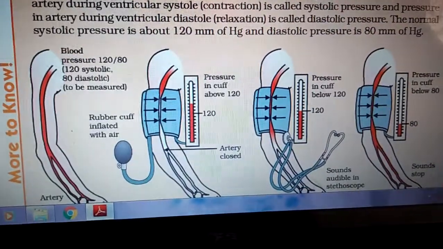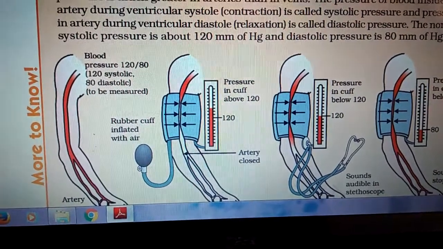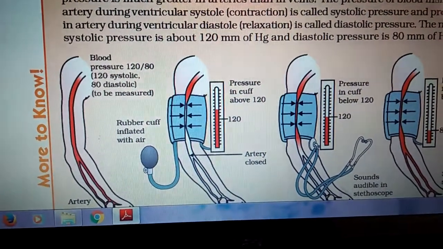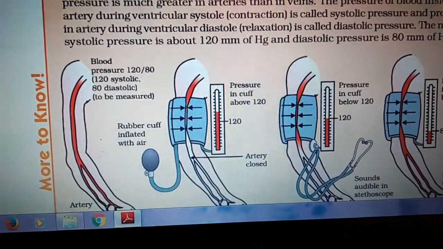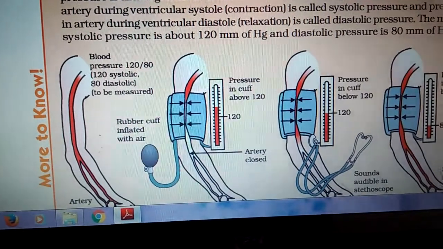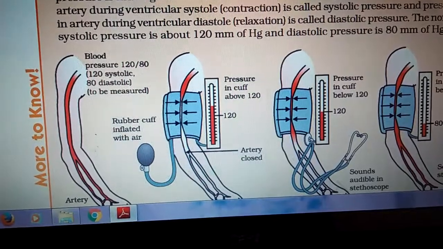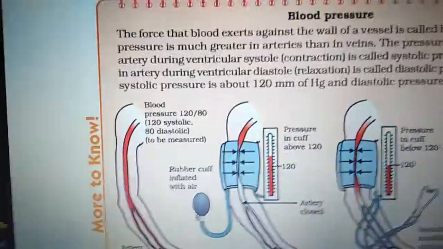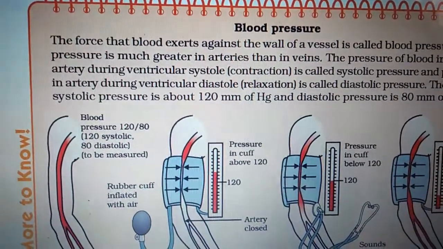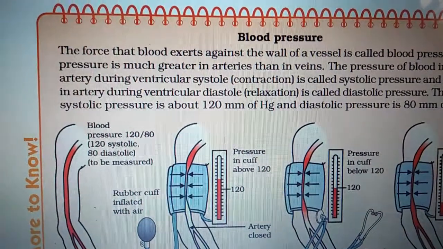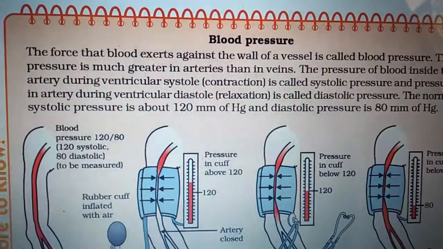Now here we have shown an instrument. This instrument is called the sphygmomanometer, and it is used to measure the pressure on the blood, that we say is the blood pressure. So blood pressure is measured by the instrument called the sphygmomanometer. Now what is blood pressure? Blood pressure is the pressure on the blood when the heart contracts and when the heart relaxes. We know there is pressure on the blood only in the blood which is present in the arteries.